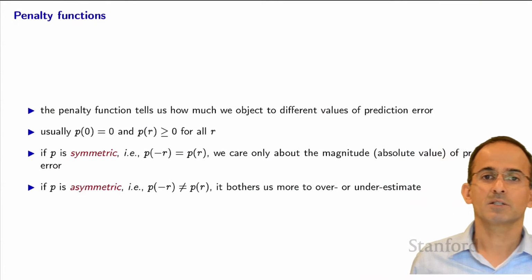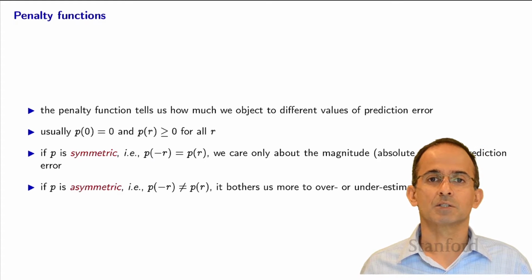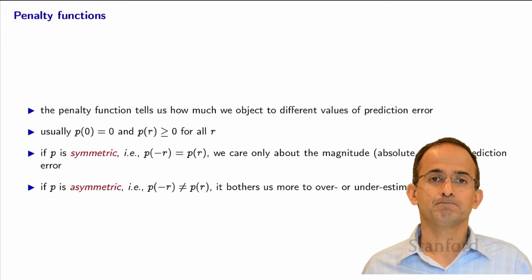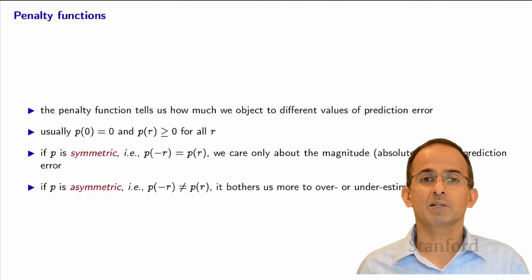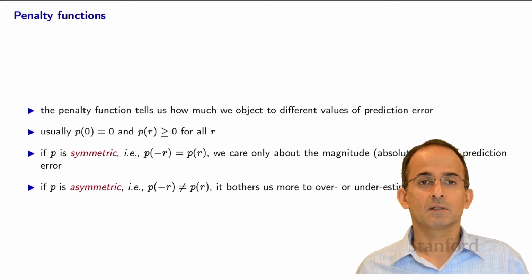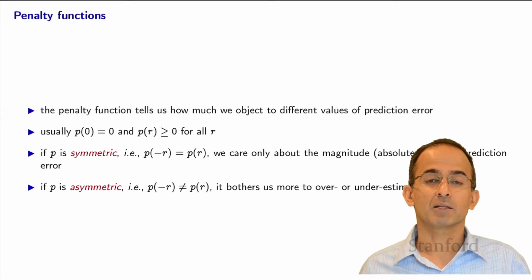So if we have a penalty function, it tells us how much we object to different values of prediction error. Very often p(0) is 0, and p(r) is greater than or equal to 0 for every other r. Very often p is symmetric. p(−r) is p(r), in which case we really are only determining the penalty based on the magnitude, that is the absolute value, of the prediction error. Sometimes p is asymmetric. p(−r) is not p(r), in which case we get a different amount of penalty depending on whether we're overestimating or underestimating.